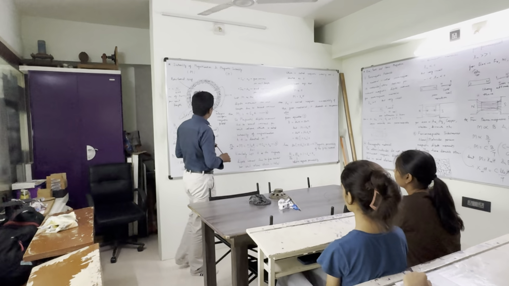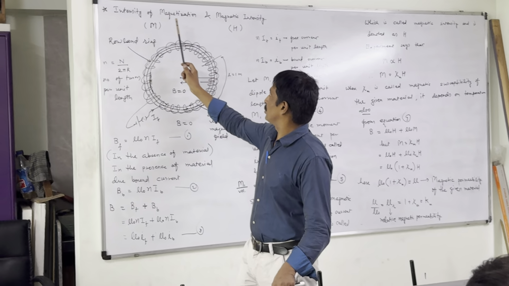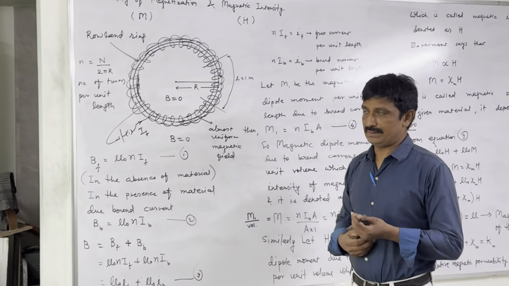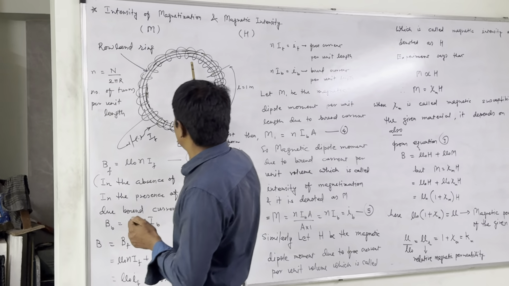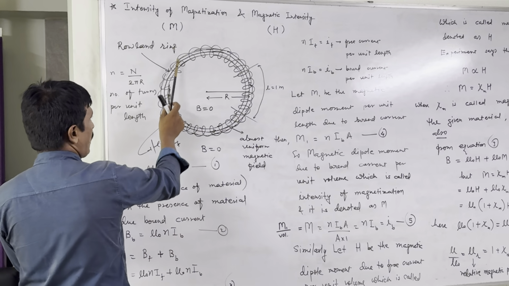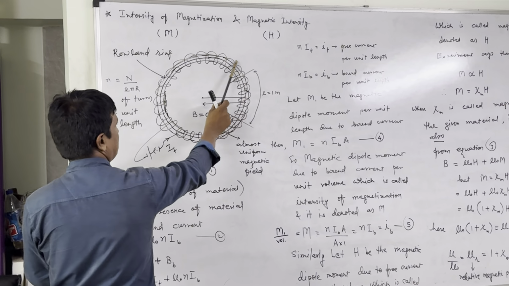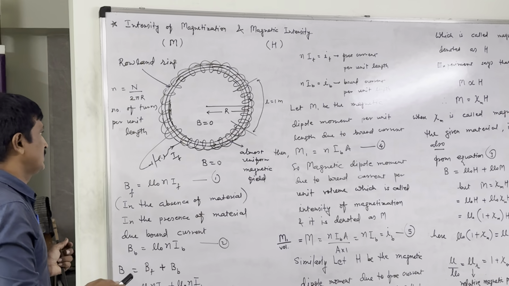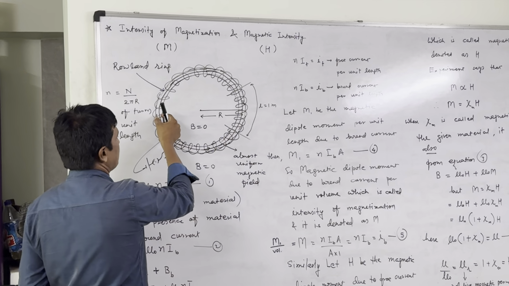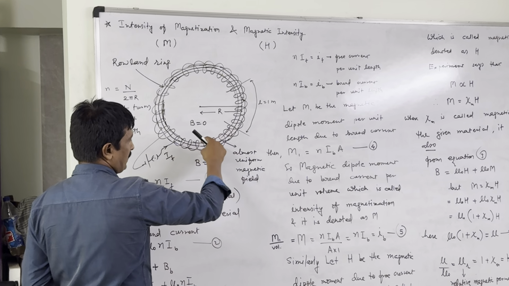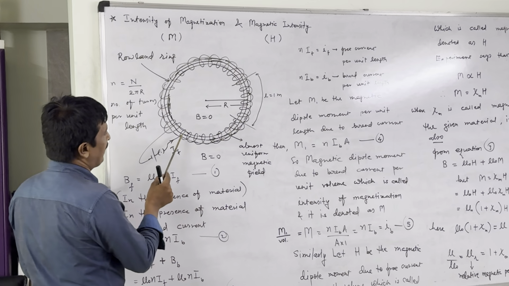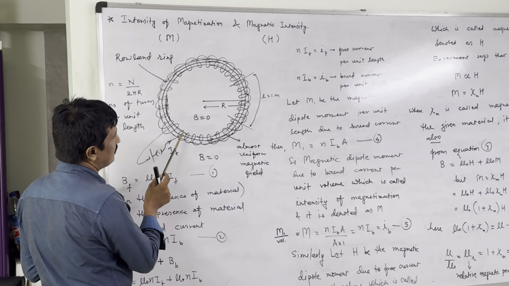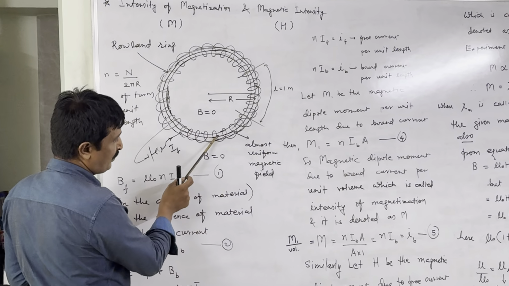Today we will study intensity of magnetization and magnetic intensity. What is the difference? For this, we will discuss the Rowland ring. It is actually a toroid with some core material. If you want to study the magnetic property of a particular material, we will make a ring of this material.